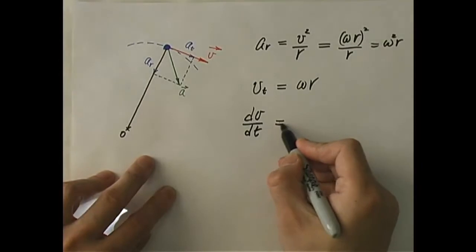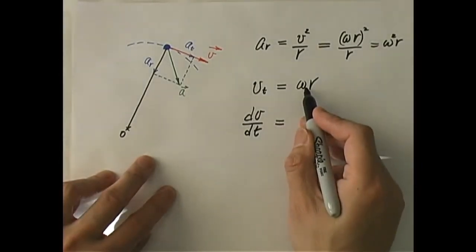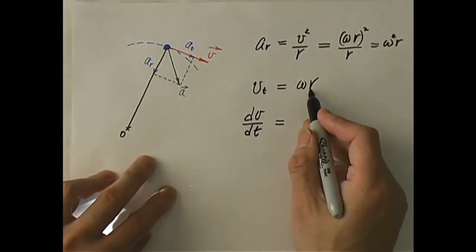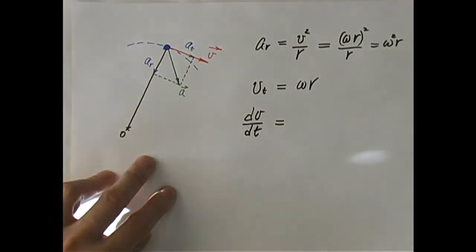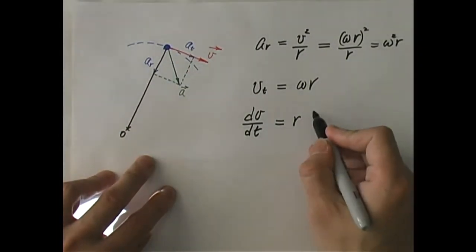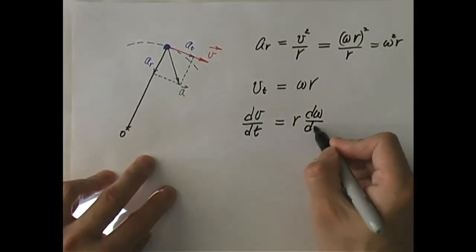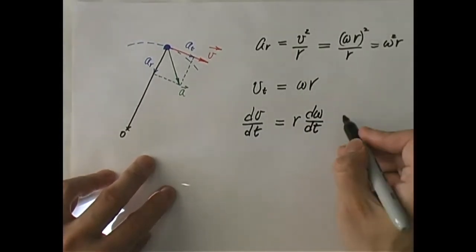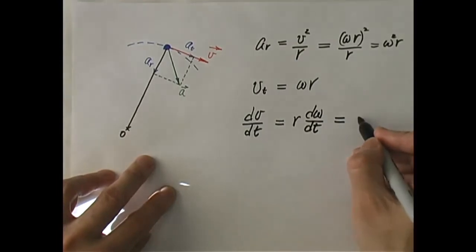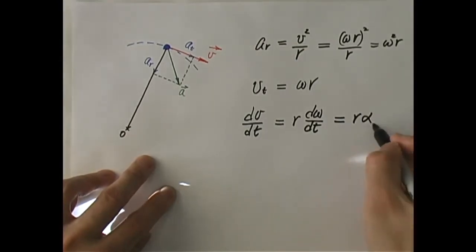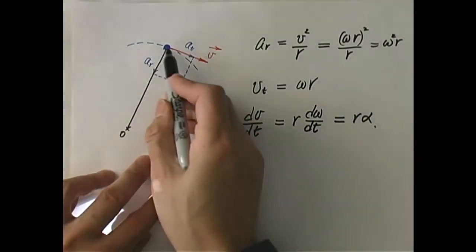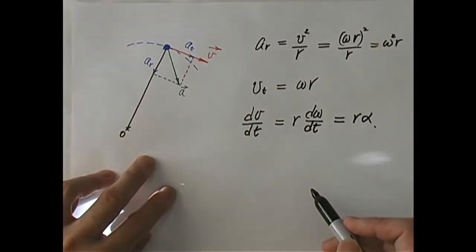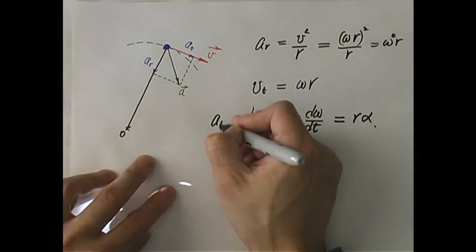Well, let me take the derivative of the other side as well. r is a constant. Why? Because it's a rigid body. The distance between that point and the axis of rotation cannot change. So r is a constant, but I do have d omega/dt. What is d omega/dt? Isn't that alpha? So that's r times alpha. What is dv/dt? dv/dt is the rate at which the speed changes. That is, by definition, tangential acceleration.